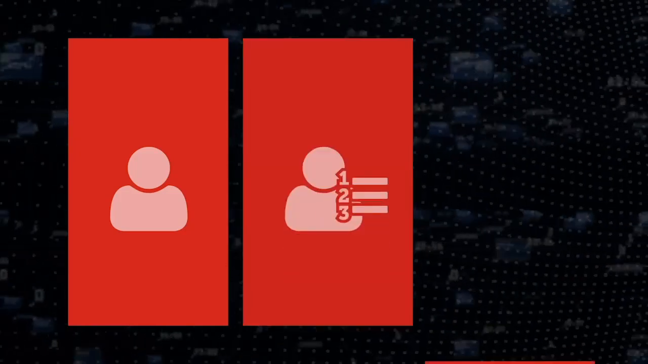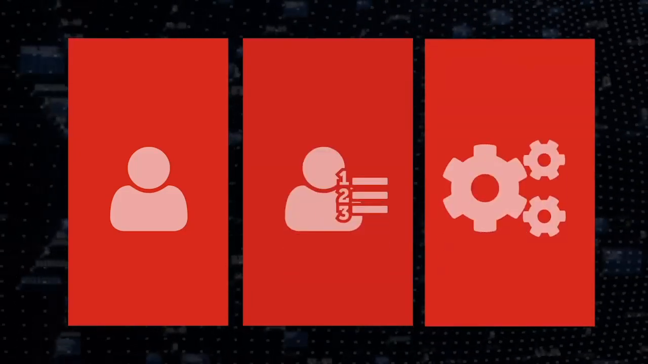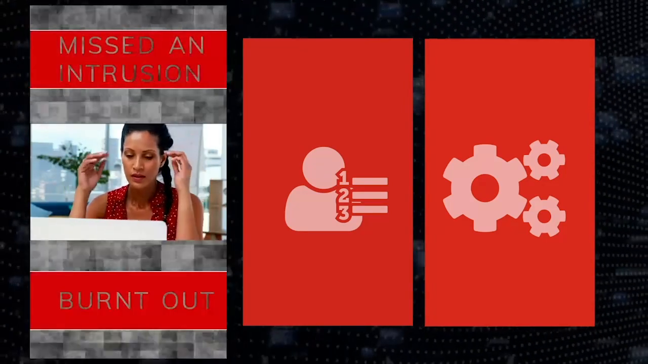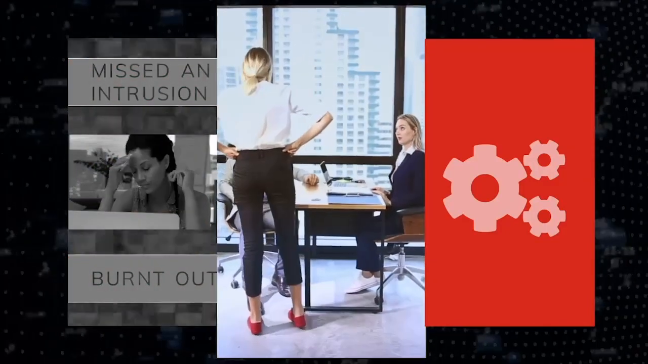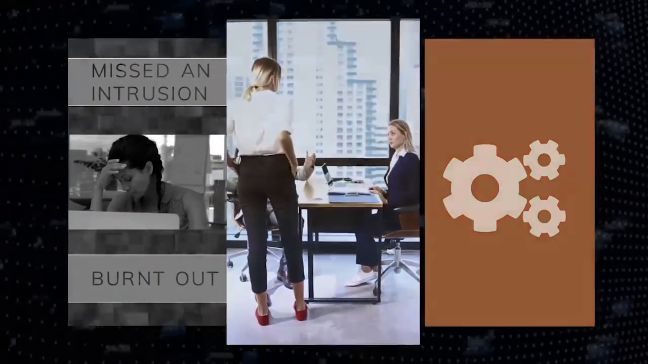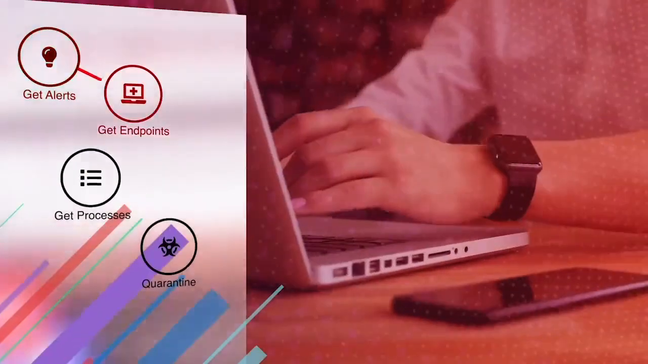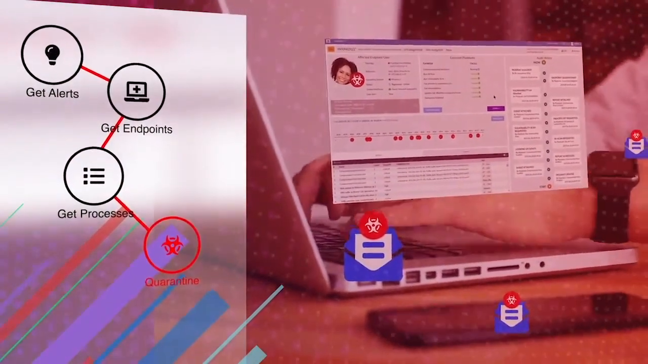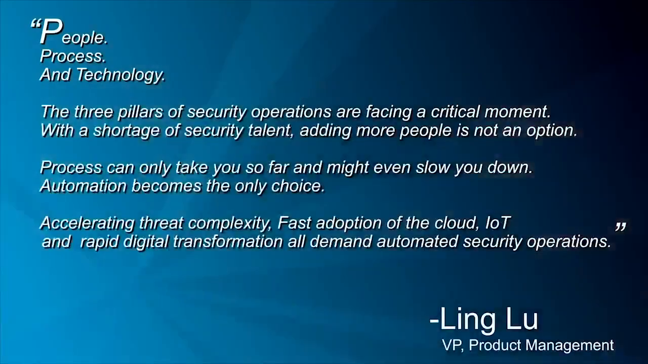People, process, and technology, the three pillars of security operations, are facing a critical moment. With a shortage of security talent, adding more people is not an option. Process can only take you so far and might even slow you down. Automation becomes the only choice. Accelerating threat complexity, fast adoption of the cloud and IoT, and rapid digital transformation all demand automated security operations.